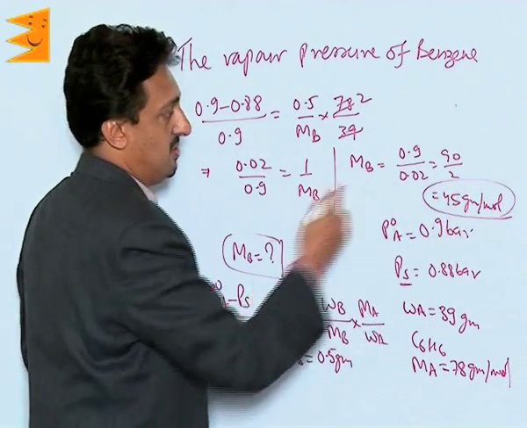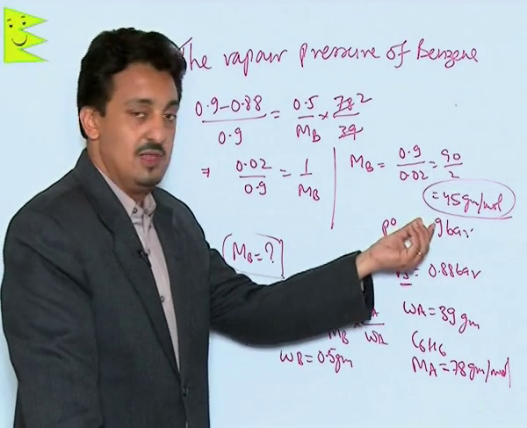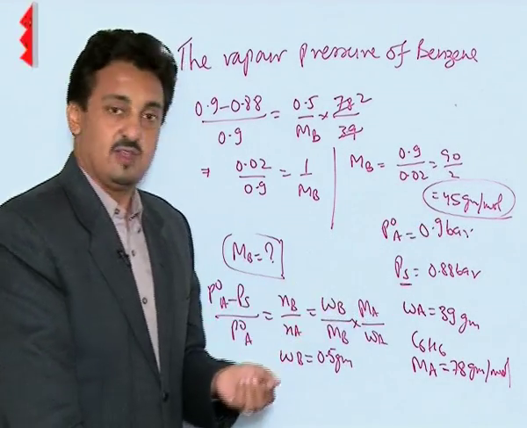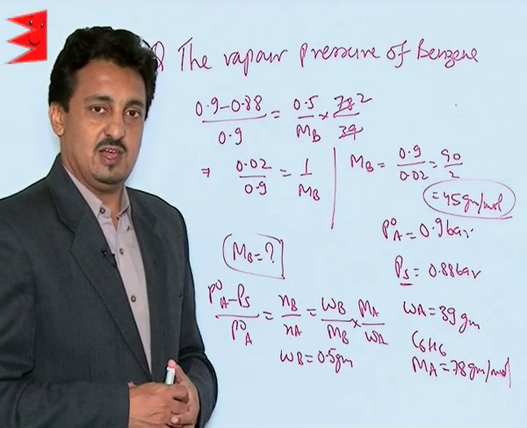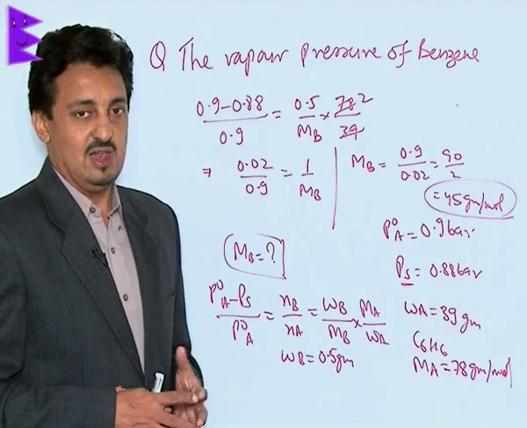So this is your answer: the molar mass of the solute is found to be 45 grams per mole. This is how we can find out the molar masses of the solutes, and this is how we can use the RLVP formula.